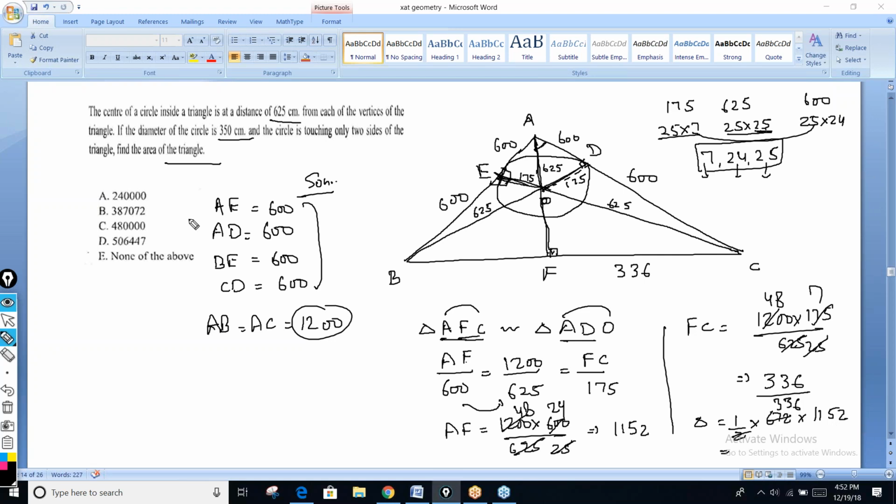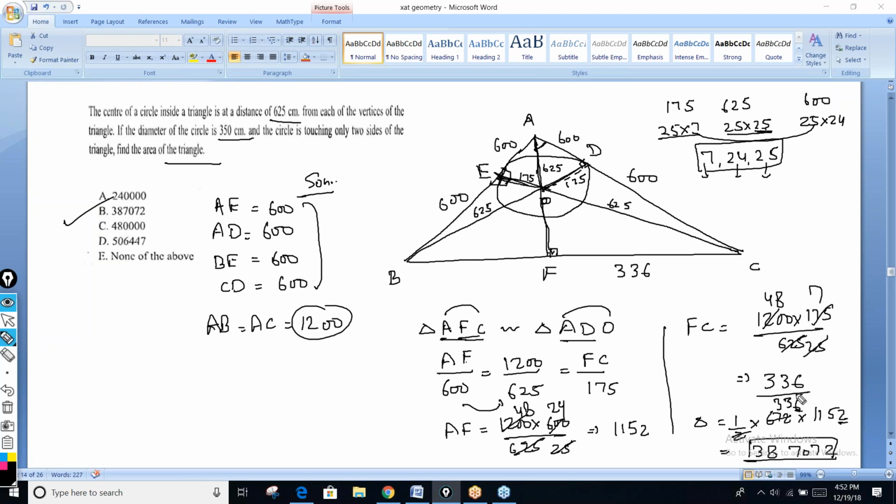And the options given say none of these as well. But if I go with the unit digit, I'll go with this answer. The answer is 387072. But still, you can multiply and check yourself. Right now, I'm not multiplying it, I'm just marking it. Otherwise, you can check with the digit sum also if you know the digit sum rule.